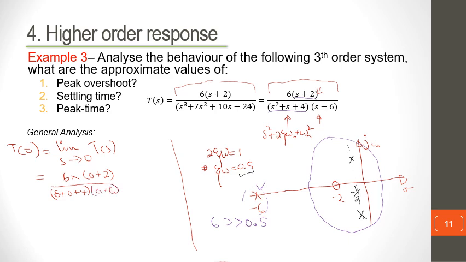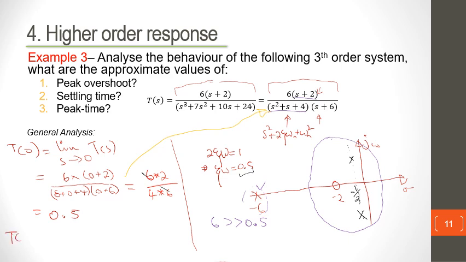So if you look at this, now this is equal to having 6 times 2 divided by 4 times 6, and so if that cancels that, we see that the answer to this is simply 0.5. So the steady state gain of this is simply 0.5. So we need to make sure that when we approximate it, we keep it at 0.5.